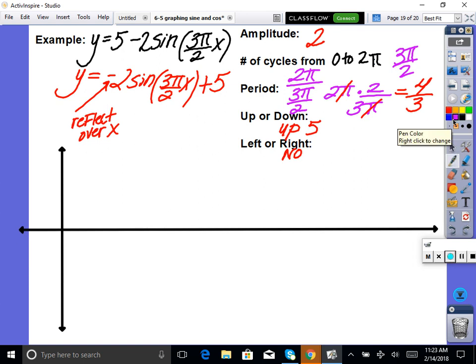Okay, here we go. Let's label our x-axis here. My amplitude is, it's shifted up 5. Up 1, 2, 3, 4, 5. Boom. Then I'd write in my new midline. My amplitude is up 1, 2. That would put me at 7. Down 1, 2 would put me at 3.